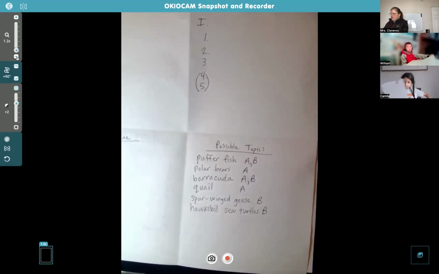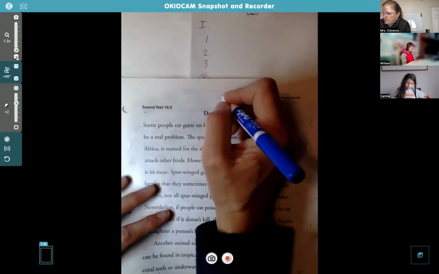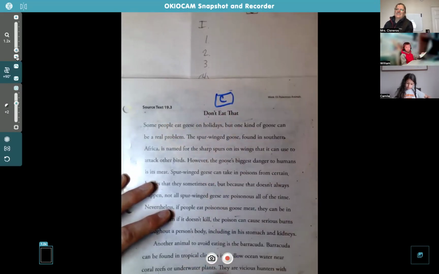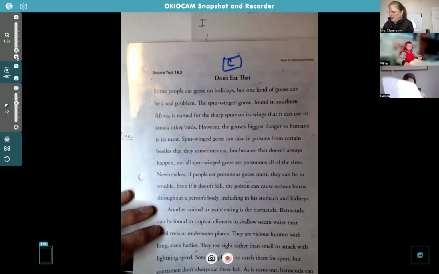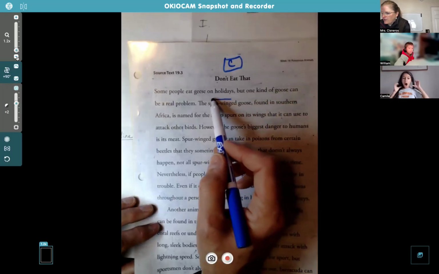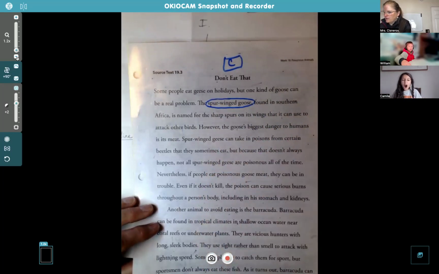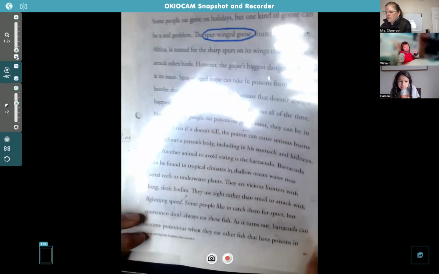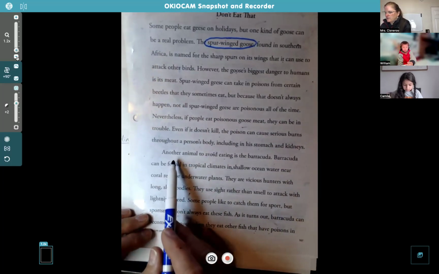Last article is C. It's called Don't Eat That. Just in case you were wondering, don't eat it. And then go ahead, William, with the first sentence of that paragraph. Some people eat geese on holidays, but one kind of goose that can be a problem, the spur-winged goose. Yep, good. And I like how you kept going until we saw which one they're talking about. The spur-winged goose. Good.